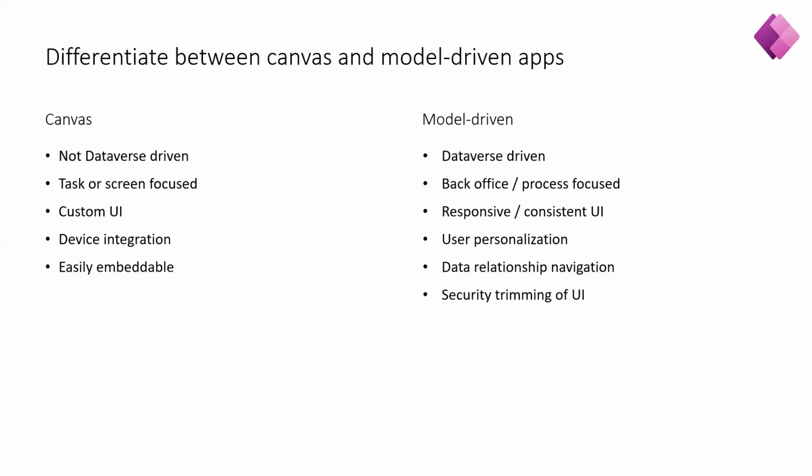So that's how you will be able to decide in what scenario or situation which app you would be looking for. Ideally, Canvas app is where you want to create a simple task-based or screen-focused app. That's when you will go for Canvas. And if it's a backend process, or a defined business process that you are trying to create, in that situation it definitely can be a model-driven app.